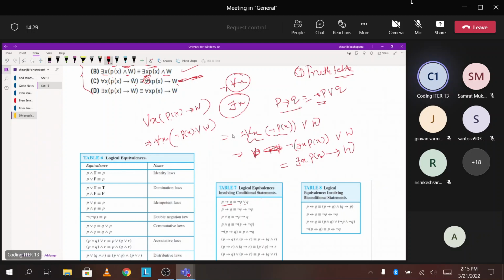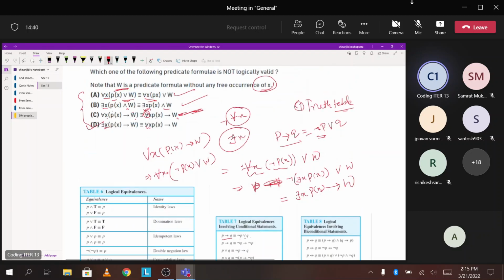But here, as you can see, there exists x. If you do in the same way, you get for all, because negation of there exists is for all. So this statement is correct. Okay, and B is correct, A is correct, but C is not logically correct, or logically valid. So that's it. This is the answer. So C is the answer.